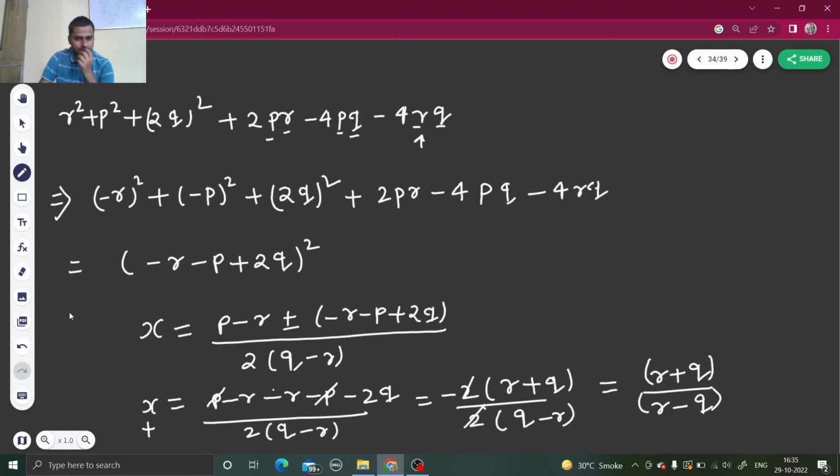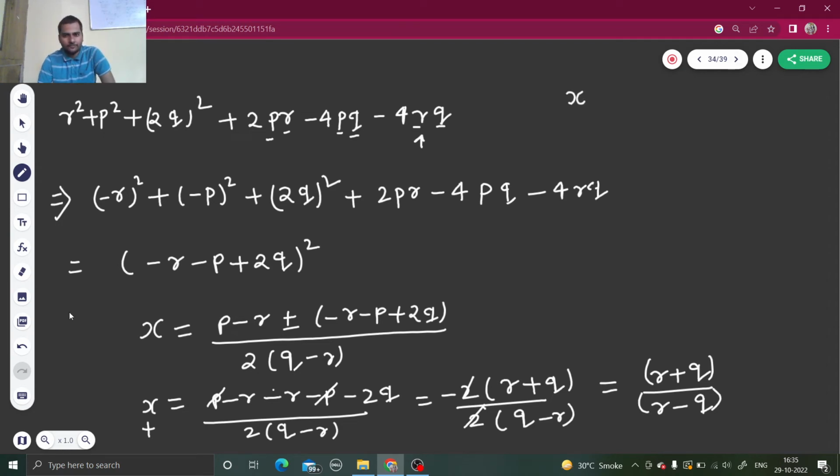Let's check this once again. P minus r minus p minus 2, minus 2r minus 2q. So minus, I took common, r plus q, q minus r. This is what I am getting. Let's find the other value also, then we'll decide.